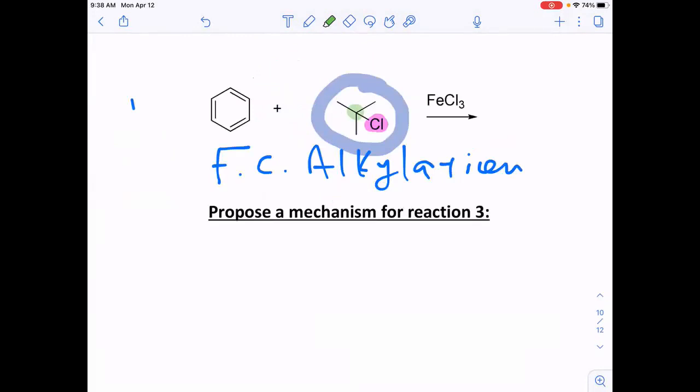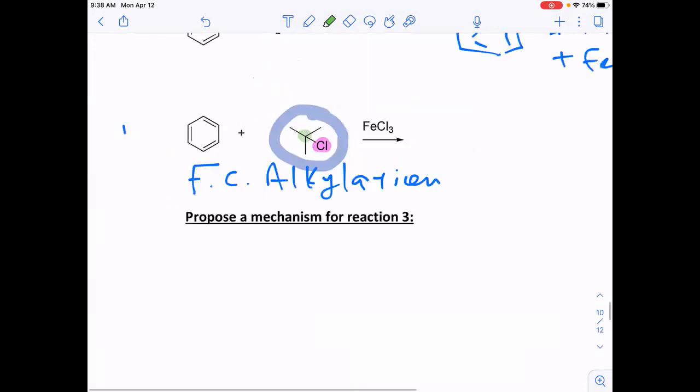All right, so what do you get? What's the product from that? Would you just attach all of that to the ring besides the chlorine part? All of it. Everything except the chlorine. You're exactly right. Let me fix my ring. It's sloppy.